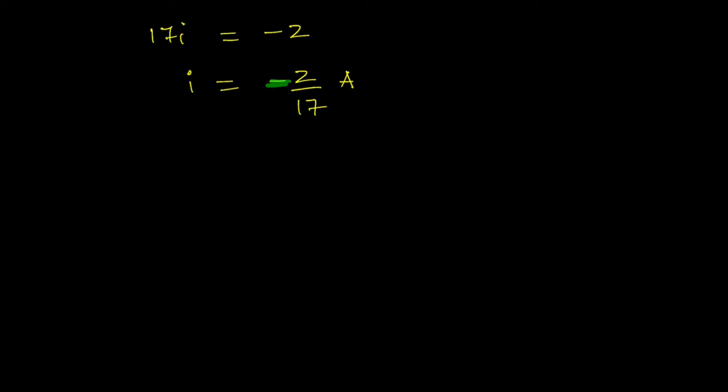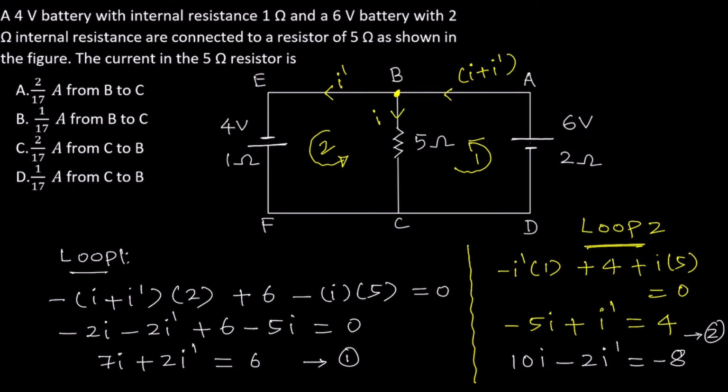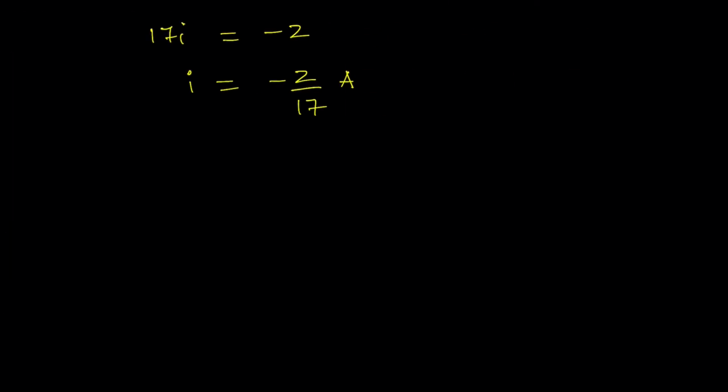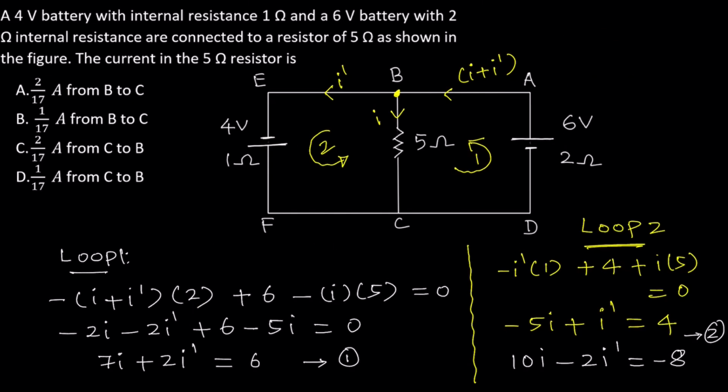Since we get a minus sign, that means we assumed our direction wrongly. So the current, instead of flowing from B to C, will actually flow from C to B. And you don't have to worry about the value of the current, that will be correct. So there is no problem there. The direction must be reversed. So the actual direction is from C to B and the current is 2 by 17 amperes.